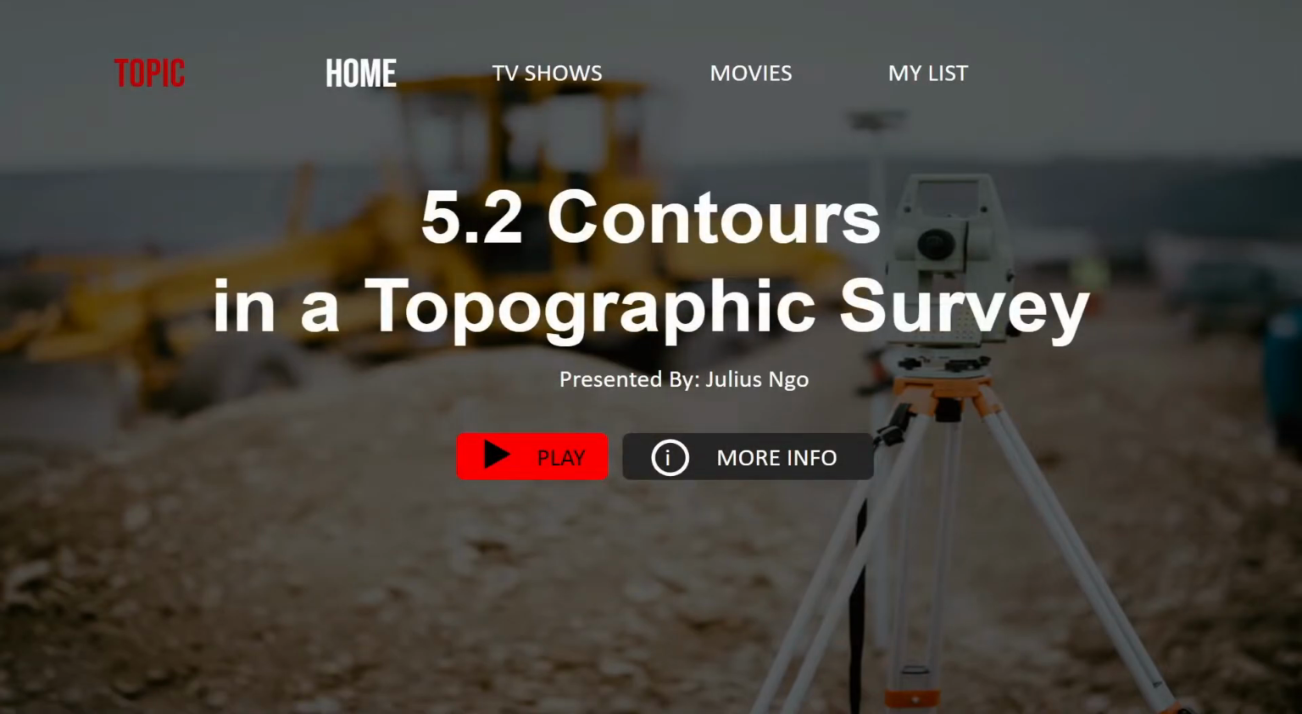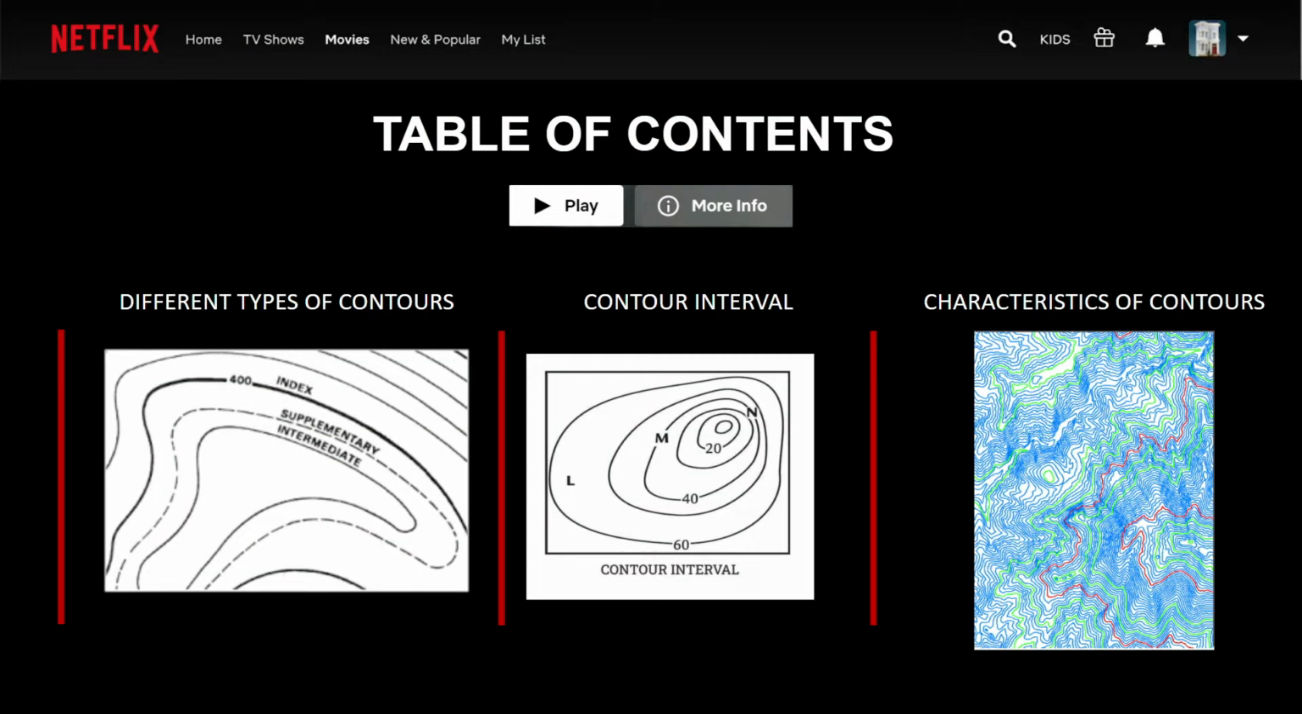Thank you, Don. Now, we move on to the next part of our report, which is all about contours. Contours is what makes a topographic map different than other maps due to it being lines that represent elevations. Next slide, please. In this part of the report, we will be tackling the different types of contours, the contour interval, and the characteristics of contours.